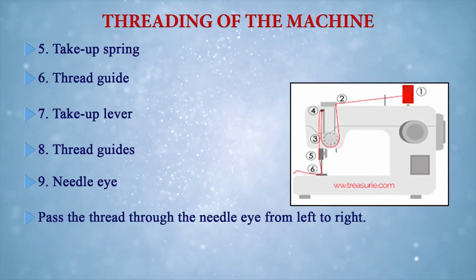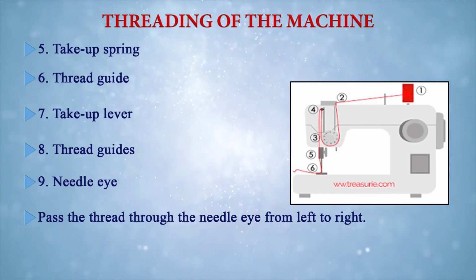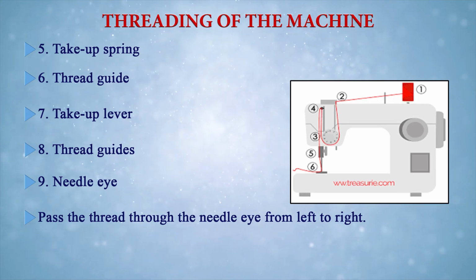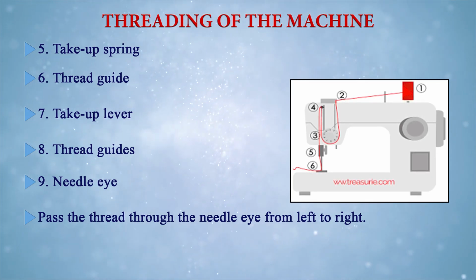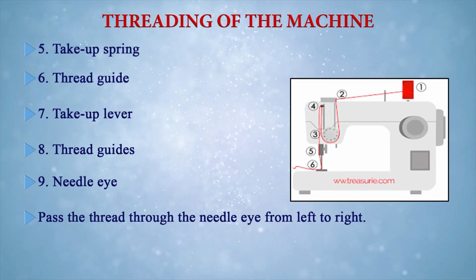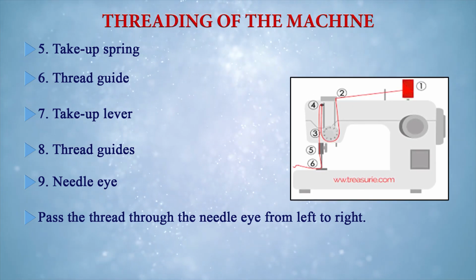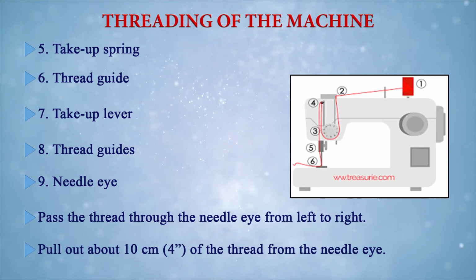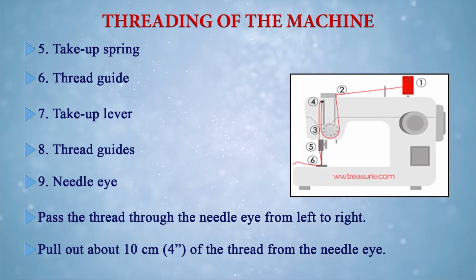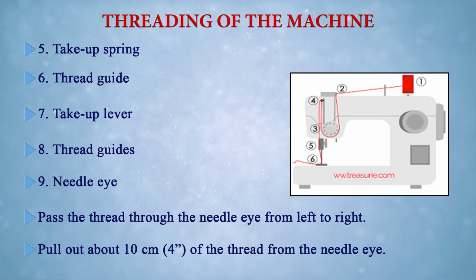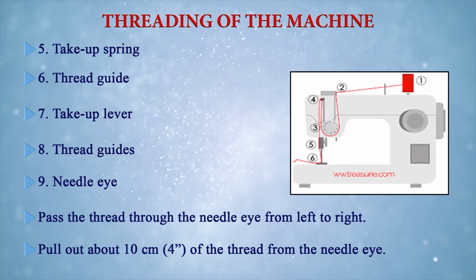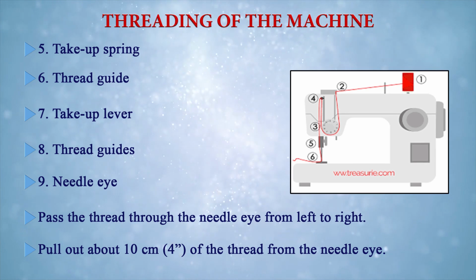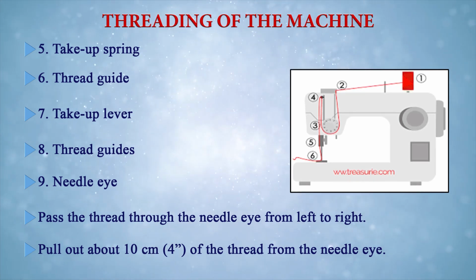Then pass the thread through the needle eye from the left to the right. We generally insert the thread in the needle from the left side and pull it out from the right side. Then pull out about 10 centimeters of the thread from the needle eye. We take a long thread end because we have to take the thread from the bobbin also, from the lower part. So this is how we do the threading on the machine.